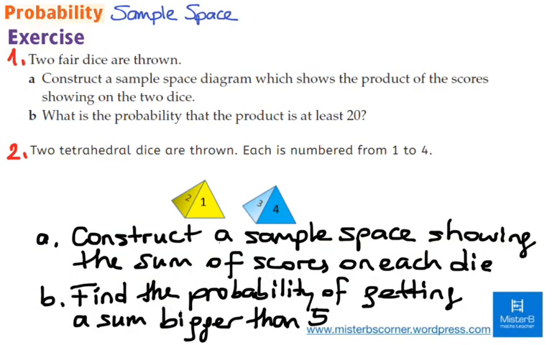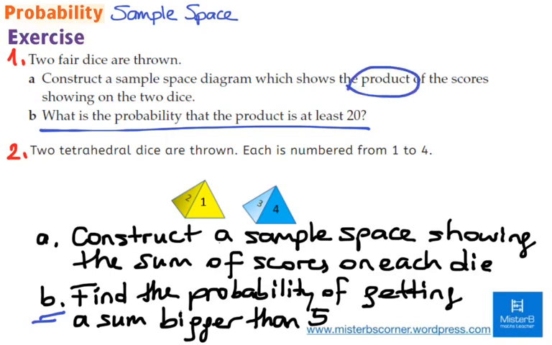Now it's your turn. Please do these questions in your book and only submit part B of each question. Now, be careful: the first one is asking us for the product of the 2 scores showing on 2 dice, right? So you solve and submit. Thank you.